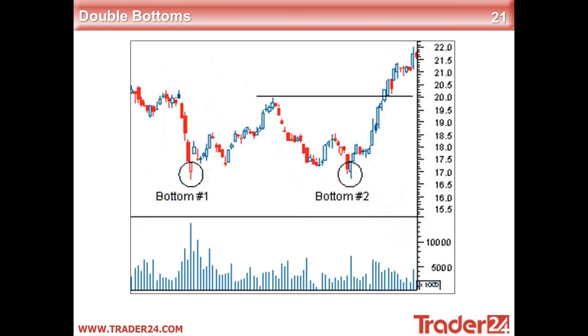Double bottoms is obviously the mirror image. So this is the W that I was talking about. We see this W formation being formed here with the bottom one and bottom two. And the important thing, once again, as I said, is that we look for the break through the resistance line. We see a nice strong breakthrough here. So we'll be looking to buy, and try to catch this upward movement through this resistance line.